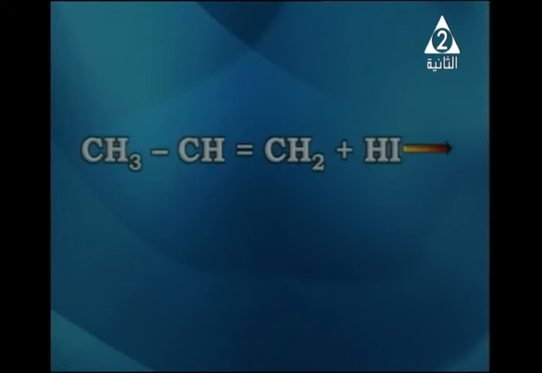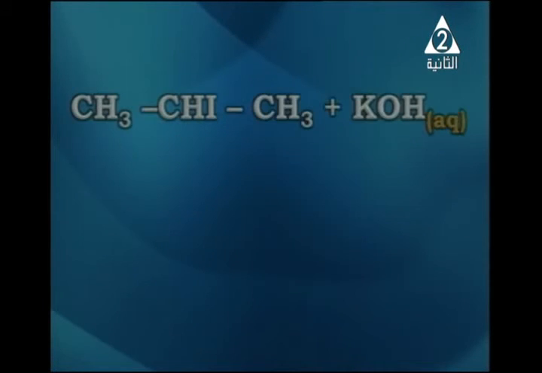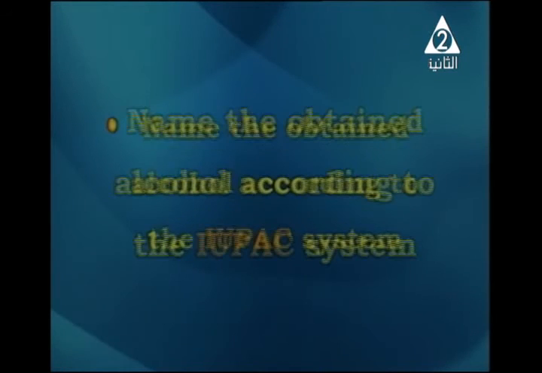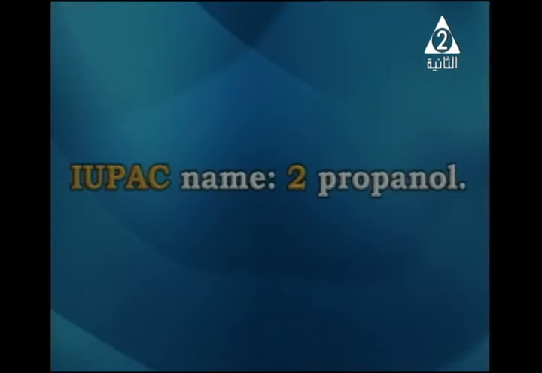Here is the solution. As the equation proceeds on the screen, propene plus HI, hydroiodic acid, gives CH3CHICH3, 2-iodopropane. Then by alkaline hydrolysis with aqueous potassium hydroxide solution, it gives CH3CHOHCH3, 2-propanol, which is a secondary alcohol, and releases potassium iodide. Name the obtained alcohol according to the IUPAC system: it will be 2-propanol.